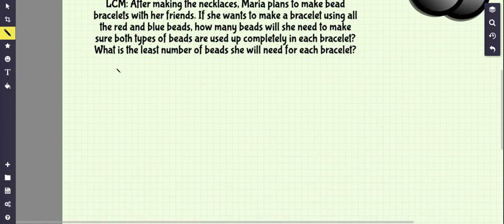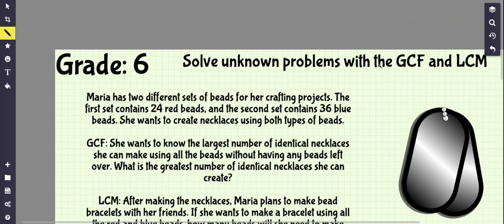So, now let's look at this. Solve unknown problems involving the GCF and LCM. When you look at a lesson, you always have to look at its title, because sometimes you have to know what you're looking for. You can't just solve a problem without looking at its title. Imagine you're solving a lesson that says find equivalent ratios, and you didn't even see the title. You just start solving the problem and you get it wrong. The reason is because you're not looking at the lesson. So you have to break down the lesson.